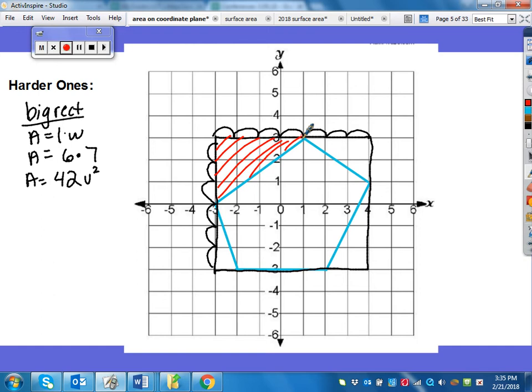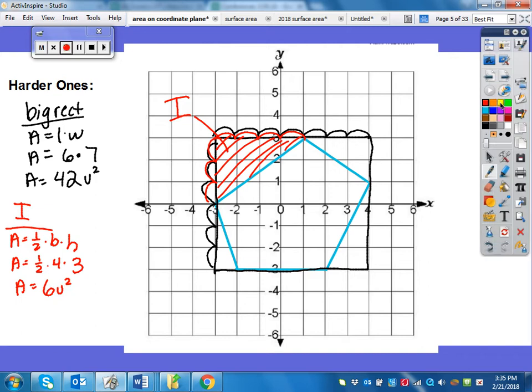So the first one I have, and I like to label them with Roman numerals because that way I keep my work organized, I have Roman numeral 1. That's a triangle, so its area equals 1/2 times base times height. 1, 2, 3. I know the height is going to be 3. 1, 2, 3, 4. The base is 4, and I have 1/2 of that. So I know that the area of that shape is 6 square units.